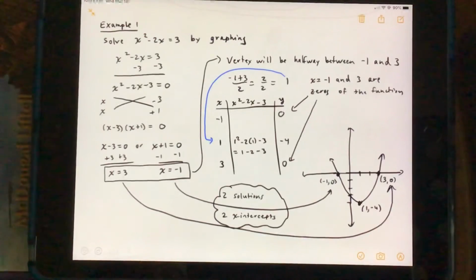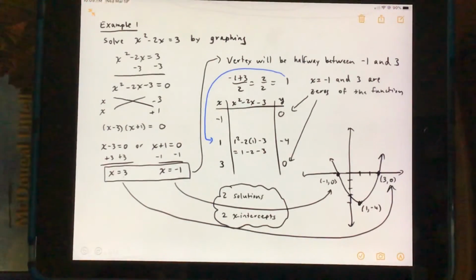So the x values that solve the equation are negative 1 and 3. We will average those two numbers. That is, we'll find the number exactly halfway in between negative 1 and 3 by adding negative 1 plus 3 and dividing it by 2. That's going to give us a vertex x-coordinate of 1, which you see in my table of values. Then I put the x values that I worked out when I solved my quadratic equation by factoring. I will put my x as negative 1 and positive 3 in my table of values also.